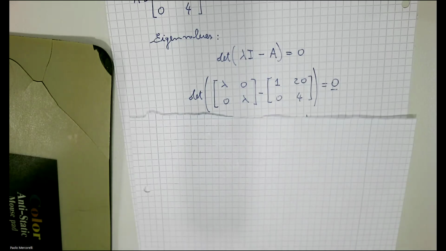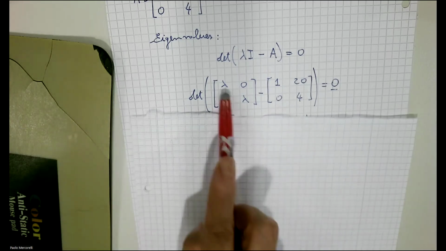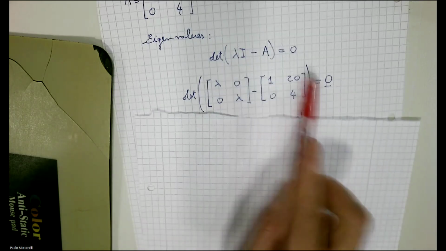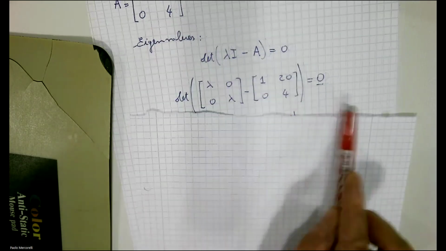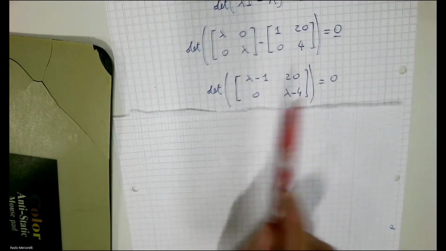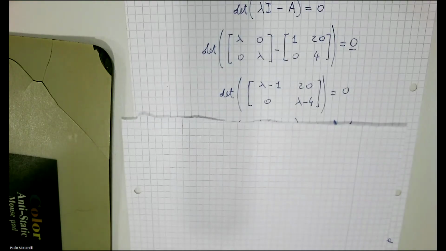Otherwise, it cannot be done. This means it's clear that I can write here lambda, 0, 0, lambda minus this matrix here, which I give, equals 0. This matrix minus this matrix is easy to see because you have to subtract the corresponding elements. It's intuitive. We don't need to write the definition of the subtraction. Otherwise, I have to put the whole material of the course. What is intuitive I didn't put.